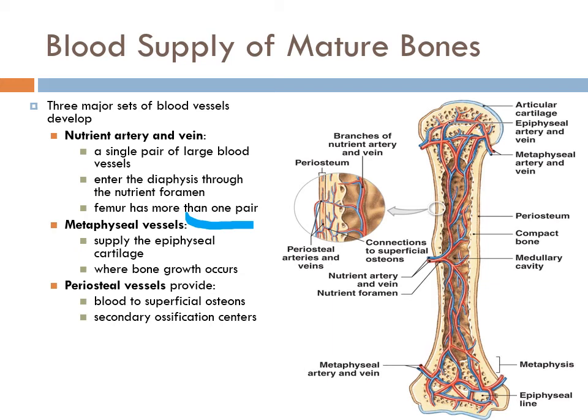Metaphyseal vessels supply the epiphyseal cartilage where bone growth is occurring. So our metaphyseal artery and vein are coming in at the metaphysis and supplying the epiphyseal cartilage. And then we have periosteal vessels, which are going to provide blood to the superficial osteons and the secondary ossification centers. So I'm trying to see if they're shown on here. They are not shown on here. Oh, actually, yes, they're in this periosteal arteries and veins in this little bump out here. So they are very small arteries that are supplying the periosteum and the superficial osteons.